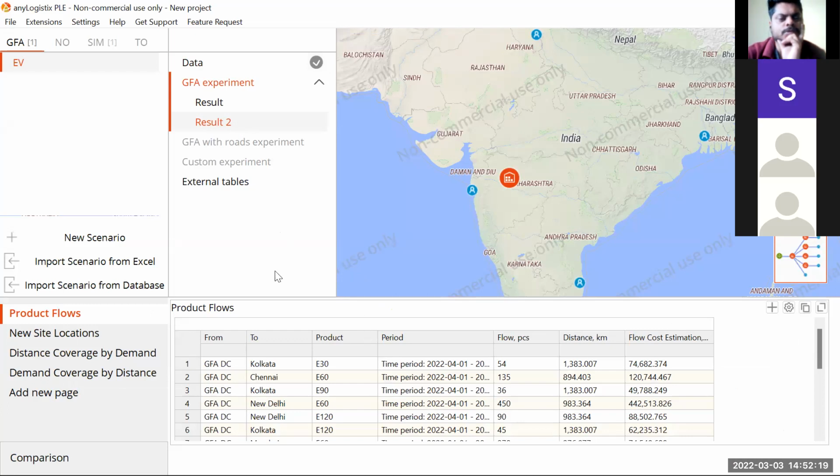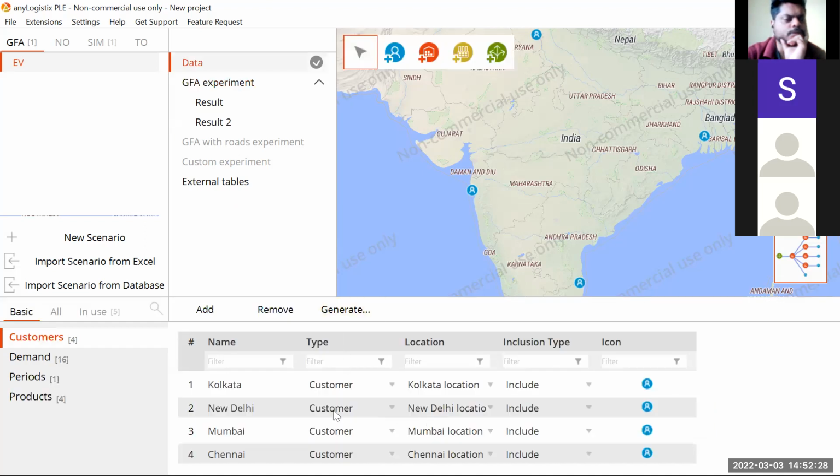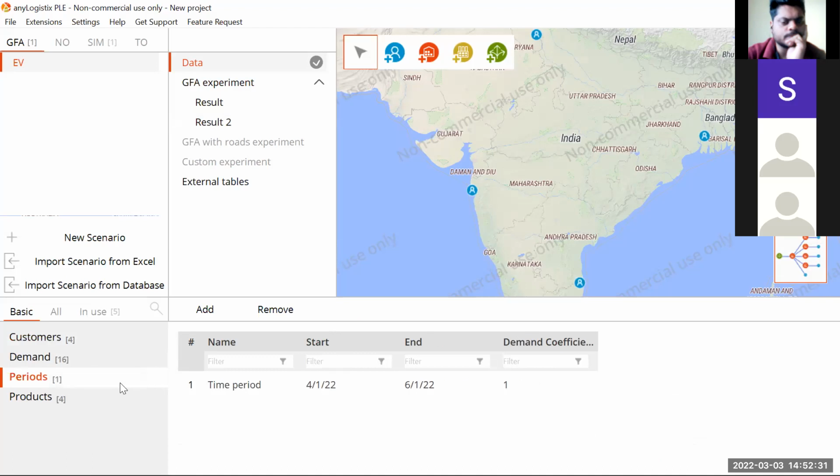So just go to the data again. Click on the data, go to periods. For the end date, you just put 30, because I have taken June as a complete month. April, May, June. So 6:30, but 6 will remain the same. Now just click on data, then click on GFA experiment. Just run it again.